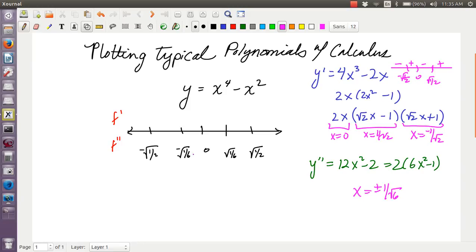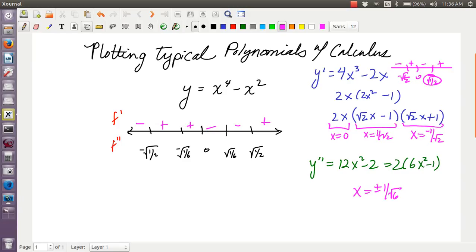And so if I take that information and put it over here on this plot, I start positive until I hit 1 over square root of 2, and then I go negative until I hit 0, and then I go positive until I hit minus 1 over square root of 2, and then I go negative. Okay, so that much I know.